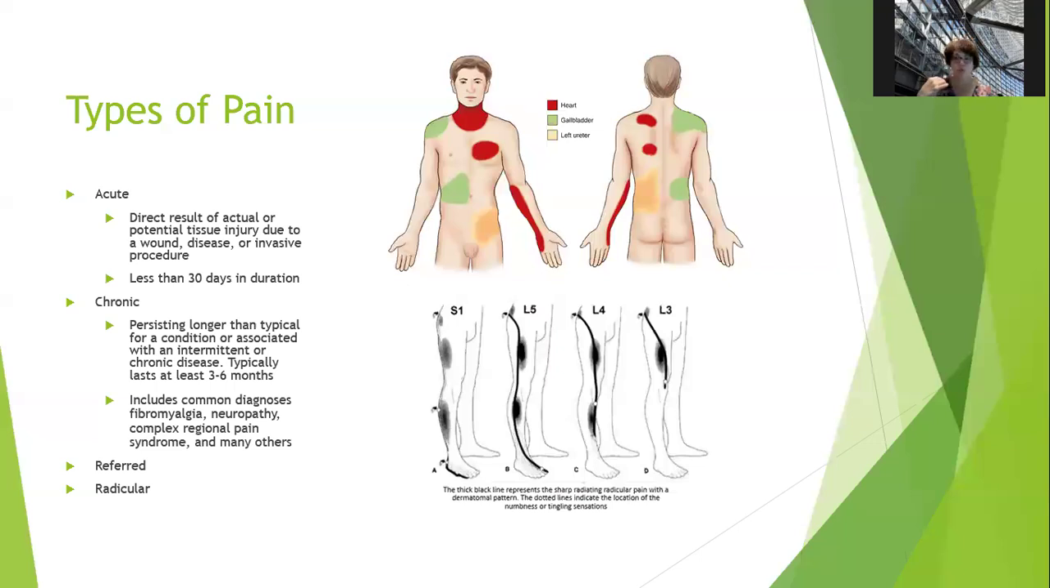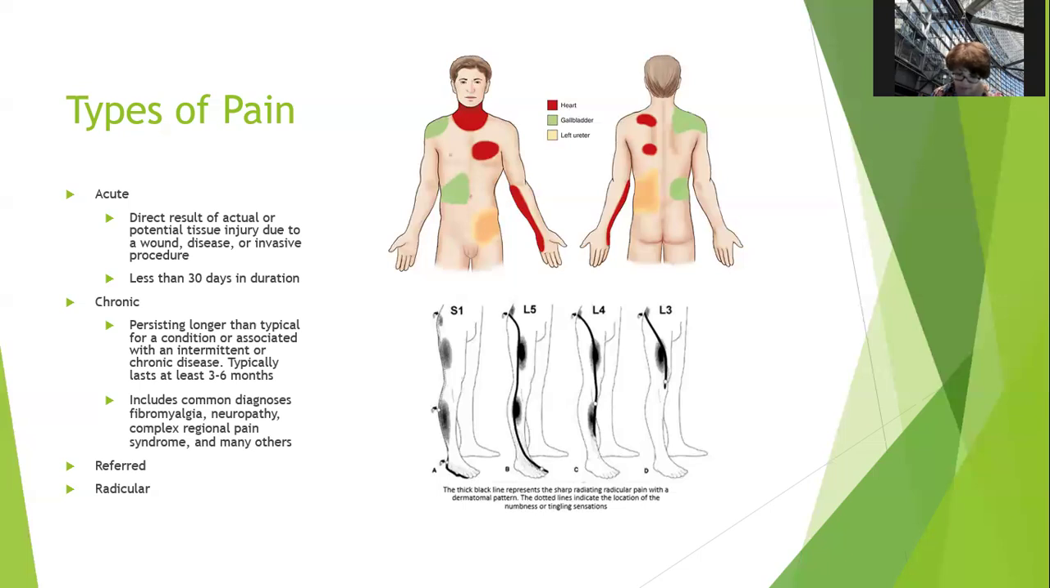So basically, you don't have to know the maps for referred pain, but I want you to be able to distinguish the different types. If I gave you a description, if I said sharp pain lasting less than 30 days, you'd say acute pain. If I said visceral pain that maps to a specific area in the body, that's referred pain. Spine related pain that radiates in a peripheral nerve distribution, that's radicular pain. And pain persisting longer than typical for a condition, chronic pain. So just know the difference between those.